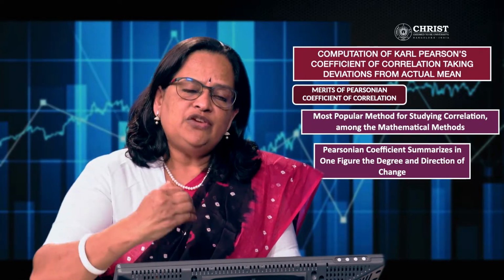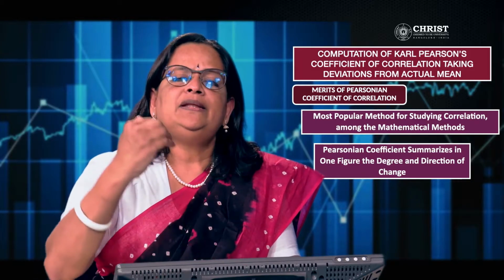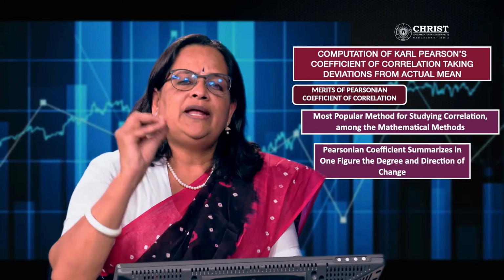That meaning you will get a value and you will get a sign, whether it's plus or minus. Plus sign meaning the variables are moving in the same direction. If one variable is increasing, the other variable is also increasing. If negative, meaning if one variable is decreasing, the other variable is increasing, opposite. So we will get the direction and the amount of change. So this is an important property and it's a merit of Pearsonian coefficient of correlation.